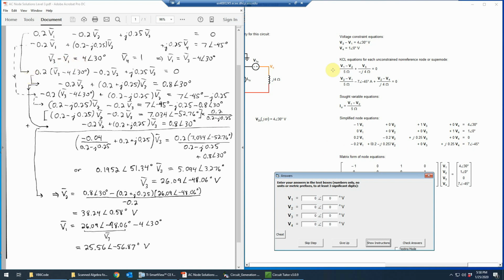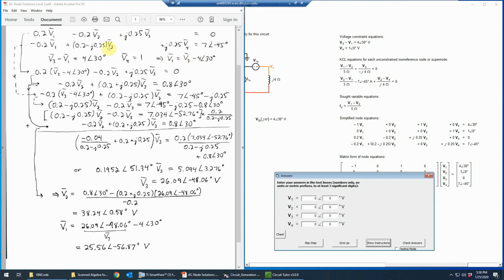So then I've also copied over the constraint equations, which just say, for example, v3 minus v1 is 4 angle 30, and v4 is 1 angle 0. For our purposes, we can just call that 1 because it's the same thing in rectangular format at least. And so that obviously will be substituted in directly for this. And then we want to substitute here, so we'll just solve this for v1, for example. So just subtracting here from both sides, we can have v1 is equal to v3 minus 4 angle 30 degrees. And that can be substituted into here as well.